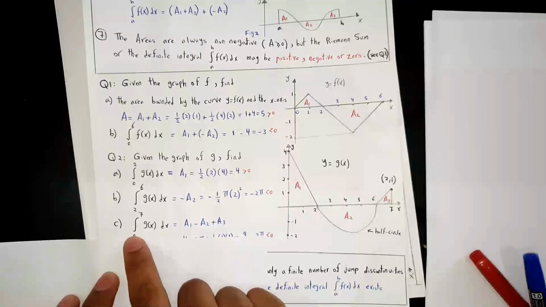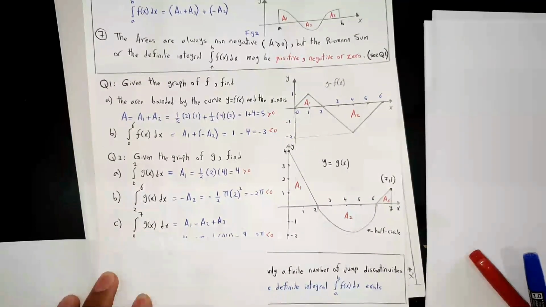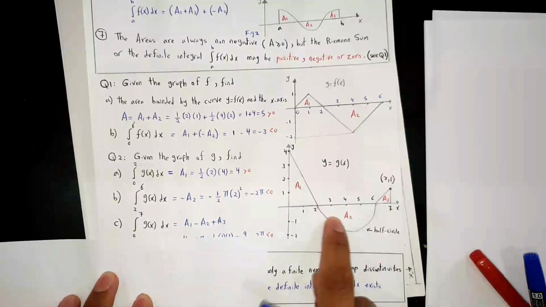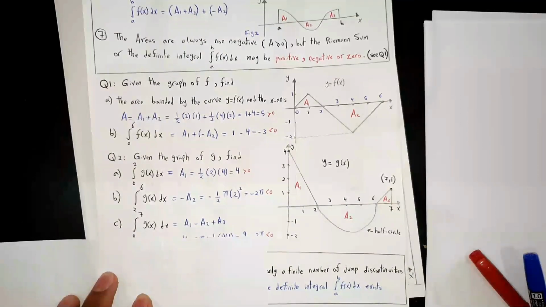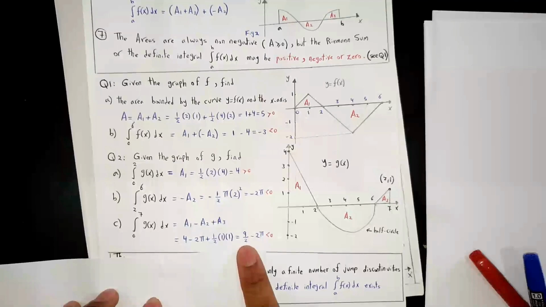Now let us see part C. He said find the integral from 0 to 7 of g of x dx. Well, there is the net area. Be careful. It is a1 minus a2 because it is below, plus a3 because it is above the x-axis, and these are the computations, and they are very simple.